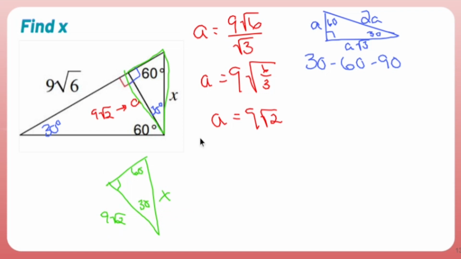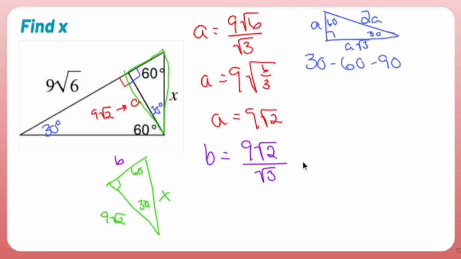Just like the other triangle, I'm given the larger leg. In order to find the hypotenuse of a 30, 60, 90 triangle, I have to deal with the smaller leg. I have the larger leg. If I'm given the larger leg and I have to find the smaller leg, what do I do? Let's call it b. B is going to be 9 root 2 divided by root 3, just like we did up here. There's a problem, though. I could do 6 over 3 and make it go away. I can't do 2 over 3 in roots.